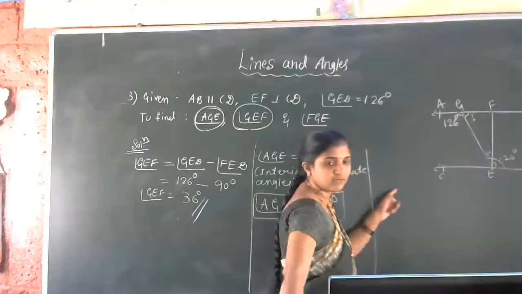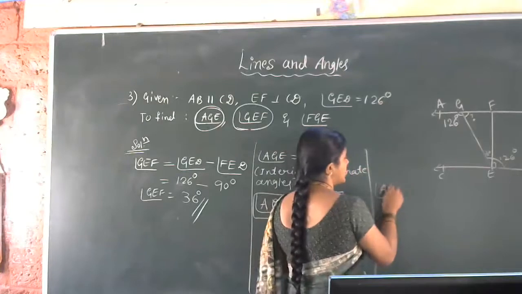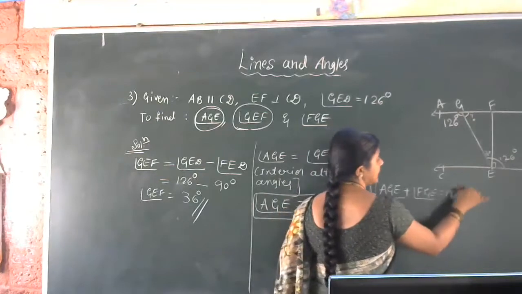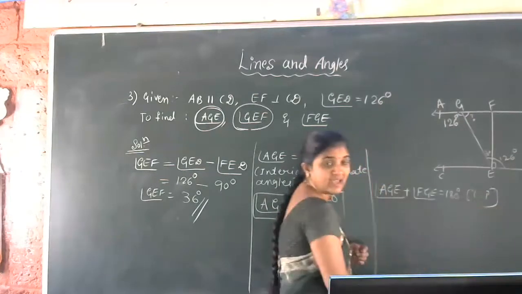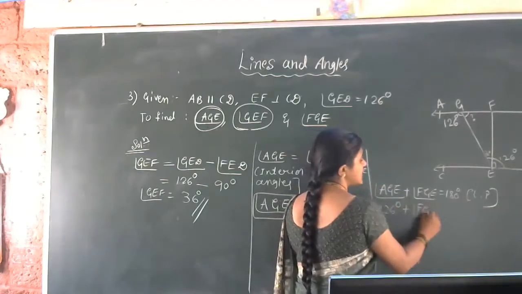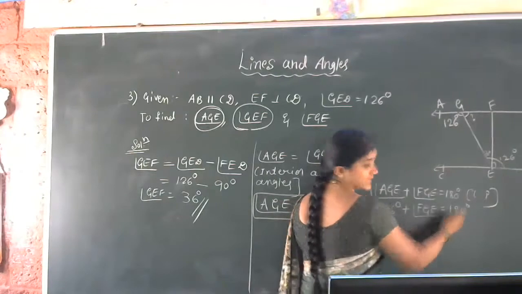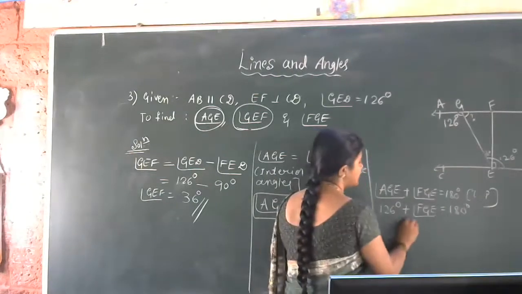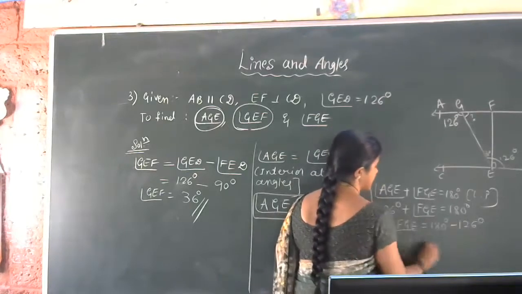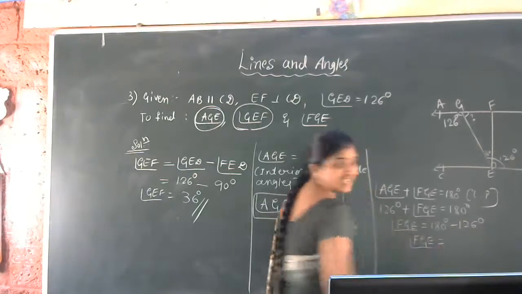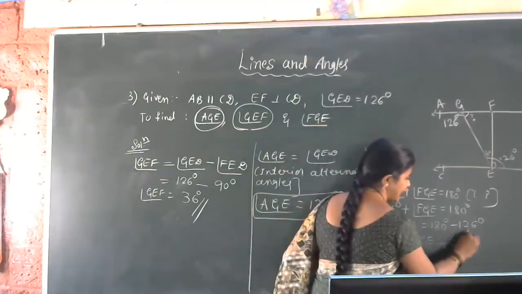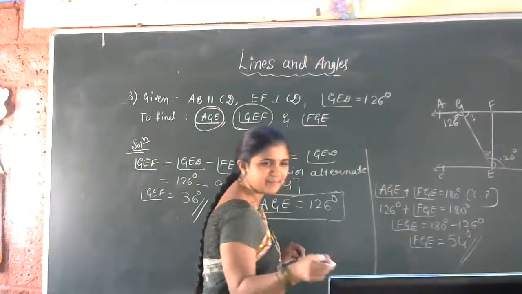Is it visible now, students? Angle AGE plus angle FGE is equal to 180 degrees because it forms a linear pair. We just got AGE as 126 degrees, and FGE is unknown. So angle FGE is 180 degrees minus 126 degrees. Therefore angle FGE is 54 degrees. Very simple problem.